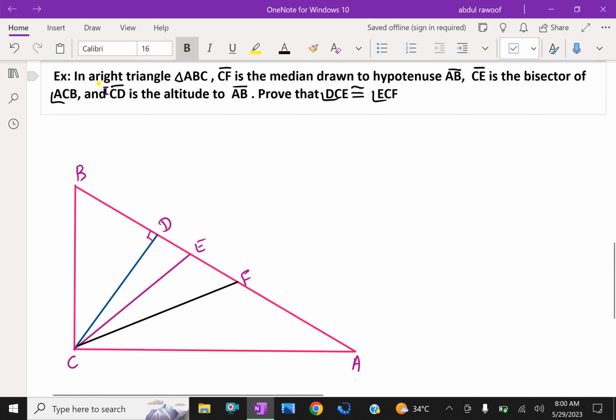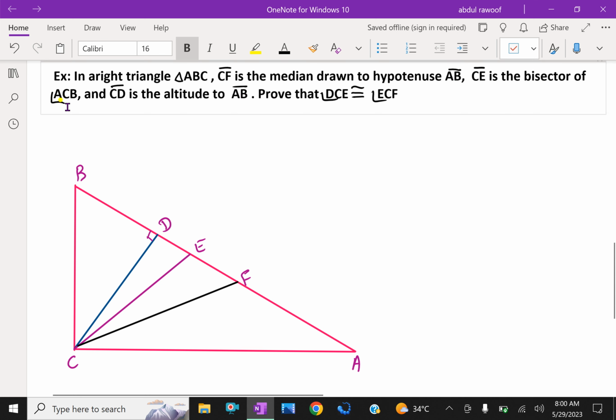Look at this example. In a right triangle ABC, CF is the median drawn to hypotenuse AB. CF is the median and CD is an altitude of the triangle.